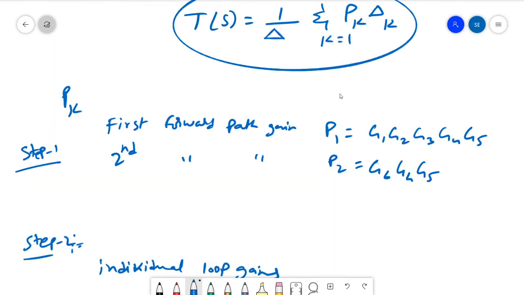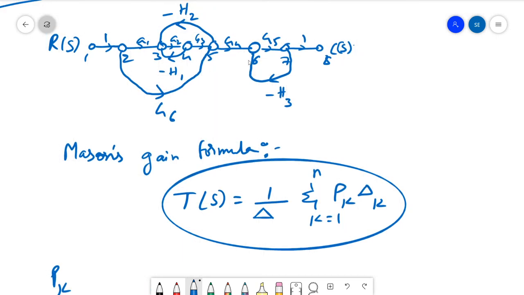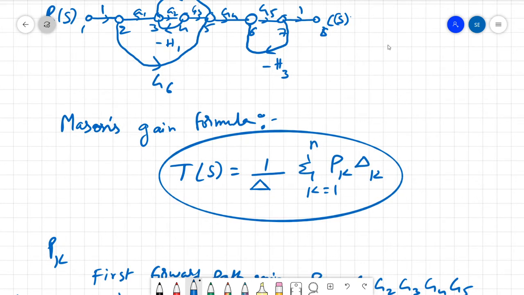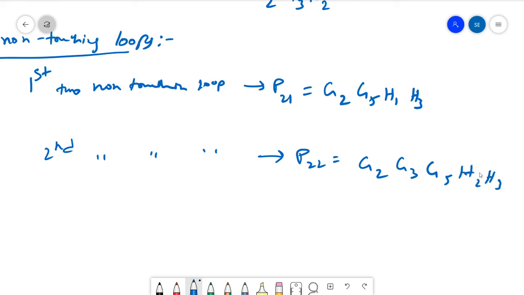Second, you observe the loop gains G2 G3 H2 and G5 H3. Minus minus will get cancelled out. You will get G2 into G3 into G5 into H3 into H2, right? The loop gain is just a product of it. For the second two non-touching loops, P22, what we get is G2 G3 G5 H2 H3, right?